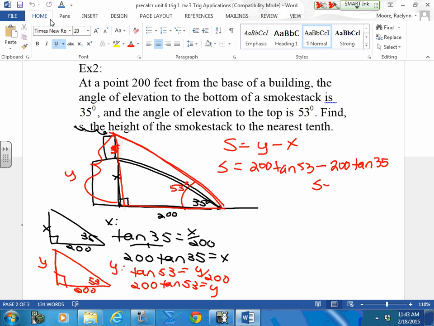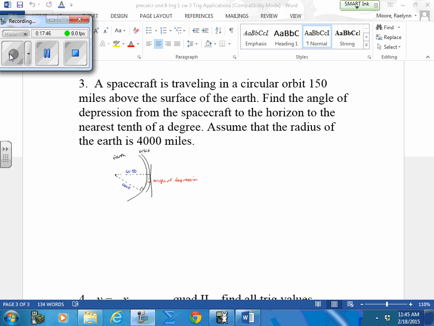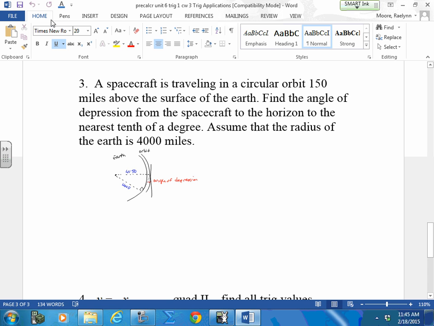And to the tenths, you should come out with 125.4 feet. It's a pretty high smokestack. Looks a little different than my picture, I realize. You have a nicer picture. It's showing this a little further apart, and it's actually showing the distance, which is not drawn to scale, by the way.